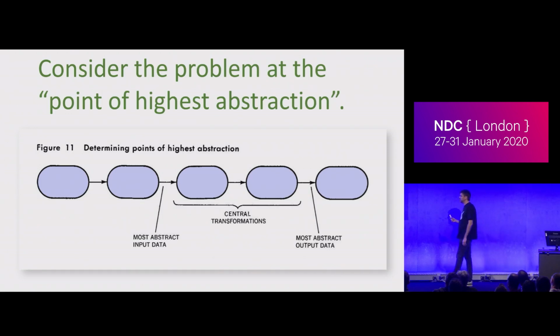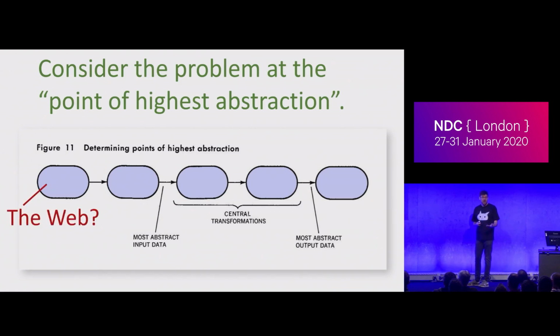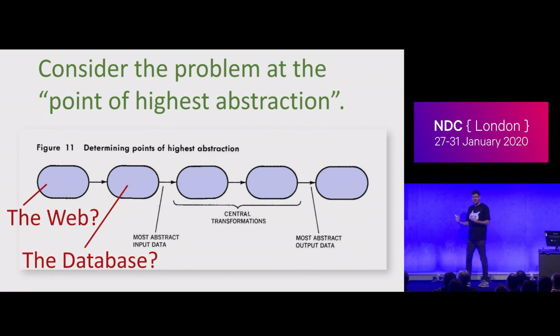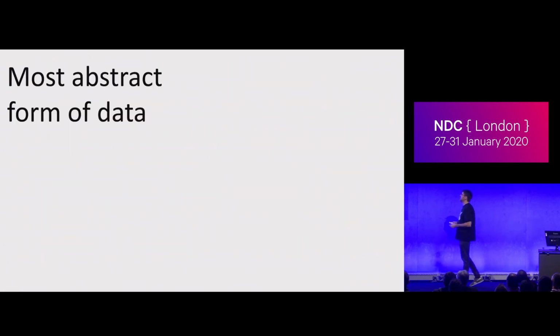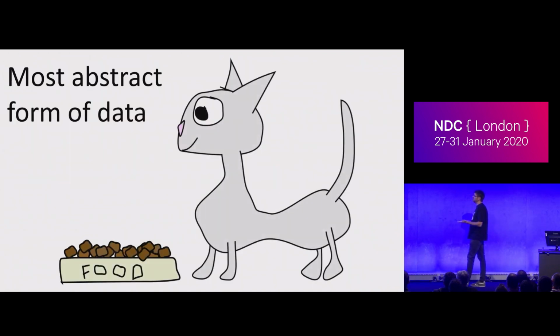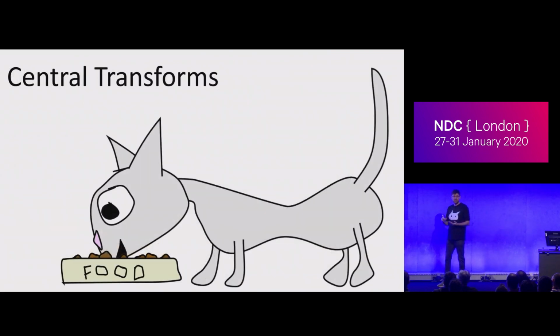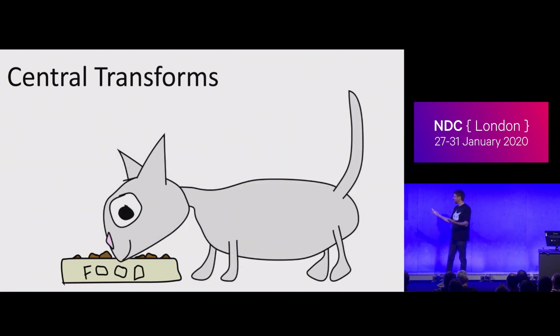And what he was saying you should look for is the most abstract form of your input data, and then what are the central important transformations you want to make, and then what's the most abstract output data. If you think about that in today's world, that might be the web request coming in, and then you take that web request, you load up some things from the database, and then you've got your abstract data, and what transforms do you want to do on that? So we're grabbing the cat repo, we're grabbing the food, and then the central transform is the cat eats the food, the cat becomes larger.